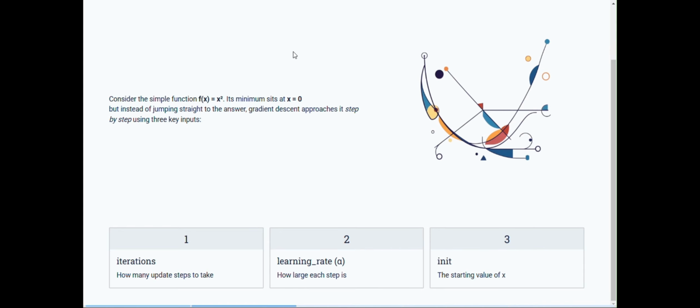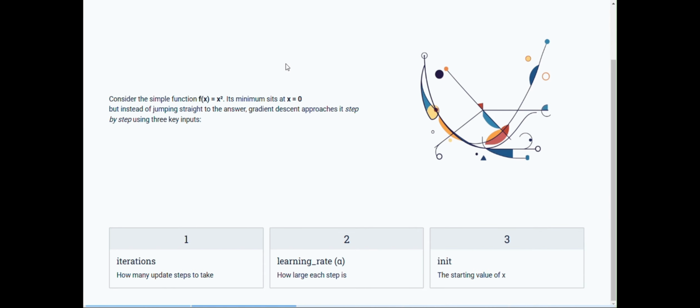Now, the problem. Our goal is to minimize a simple function. For example, let's say f(x) is equal to x squared. So what we have to do is mathematically minimize the value of f(x). As we see in graphs, this minimum occurs at 0. But instead of directly jumping to the answer, gradient descent approaches the minimum step by step. This is exactly how machine learning models optimize themselves during training.